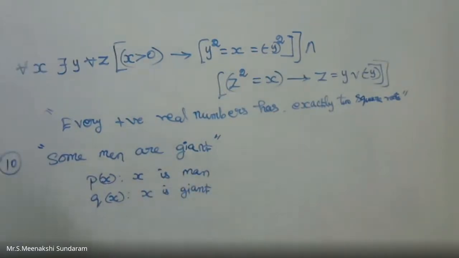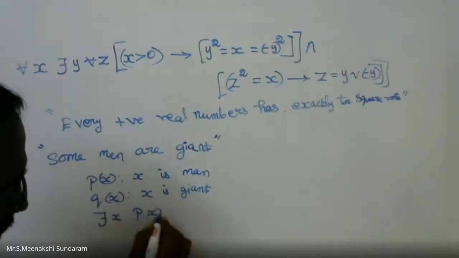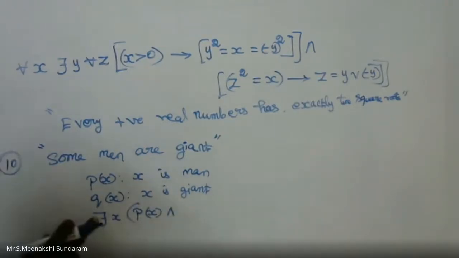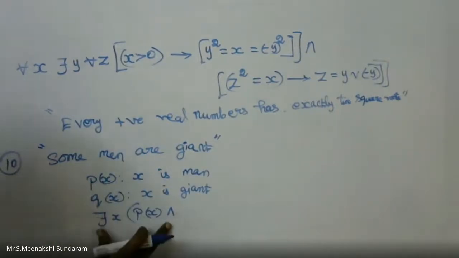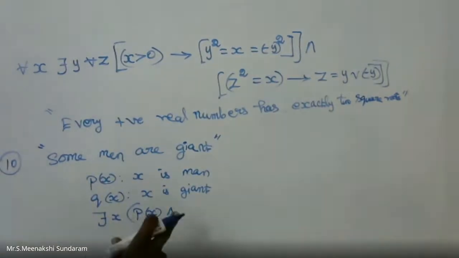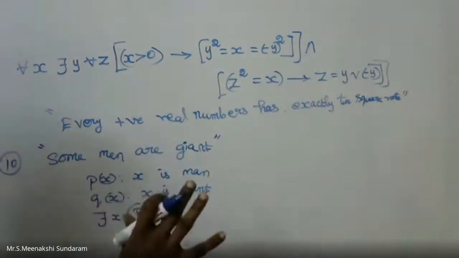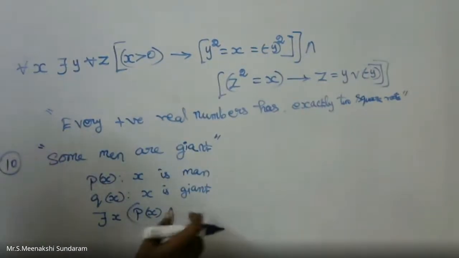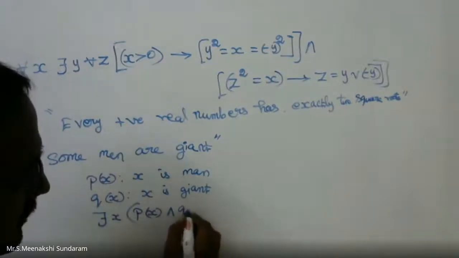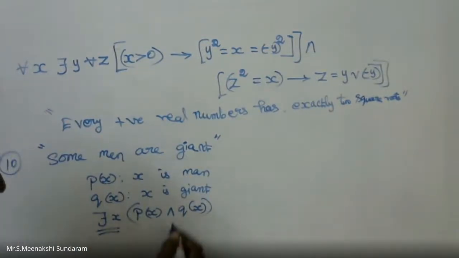Then how can we write this? Some means there exists an x: x is a man and x is a giant. If there exists will come, you can write conjunction. If for all will come, you can write conditional. Some men are giants is not "if a man, then a giant"; that is not the statement. Some means something, not all. That is there exists x, P of x and Q of x. Note down: there exists will come with conjunction; for all will come with conditional. Are you clear?